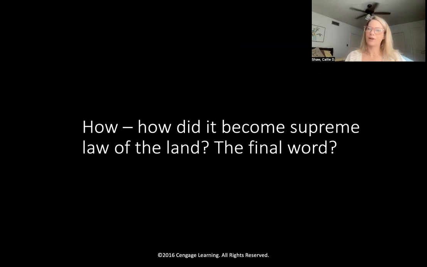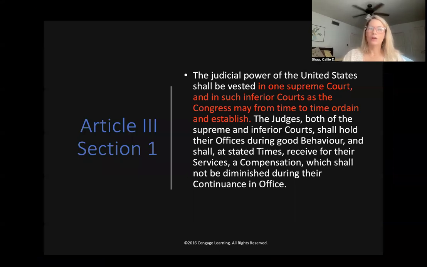And who has the final word? Who says it's the final word? Who resolves those conflicts? Well, in Article 3, which specifies what branch? The court. That'd make a great test question, wouldn't it?